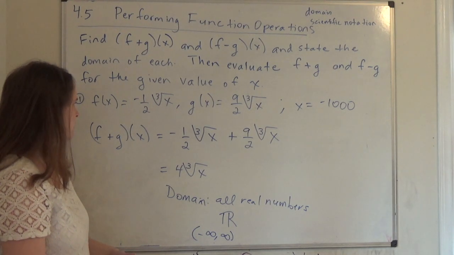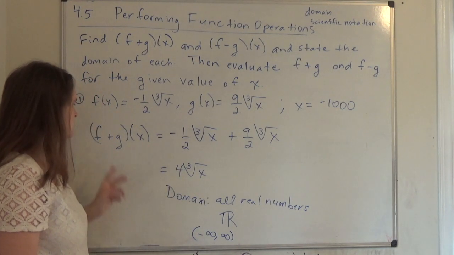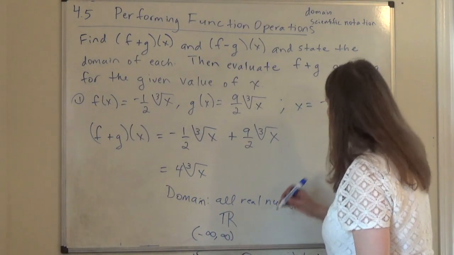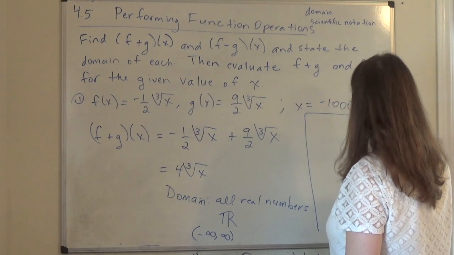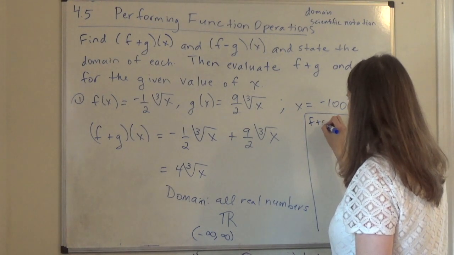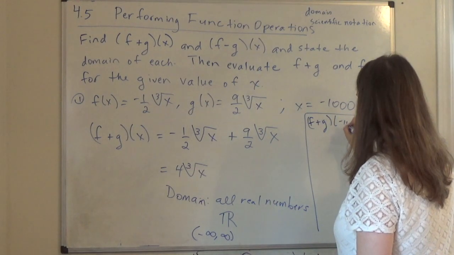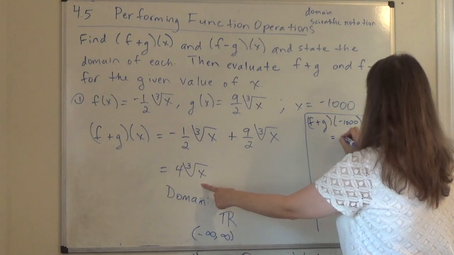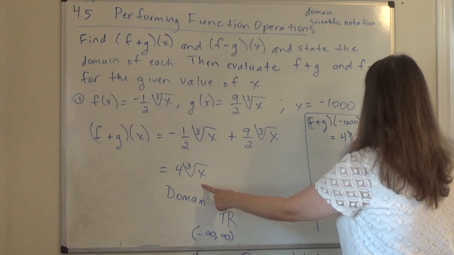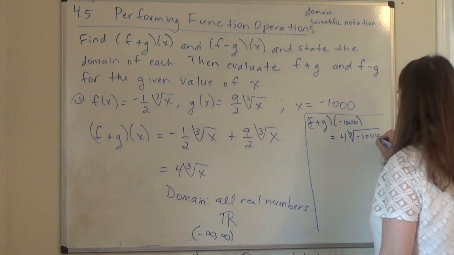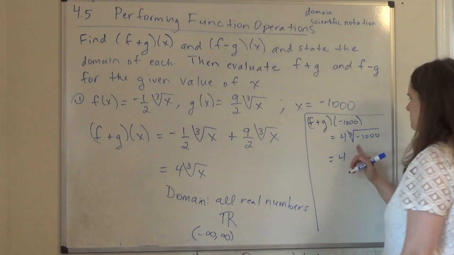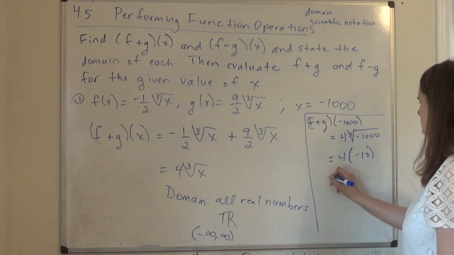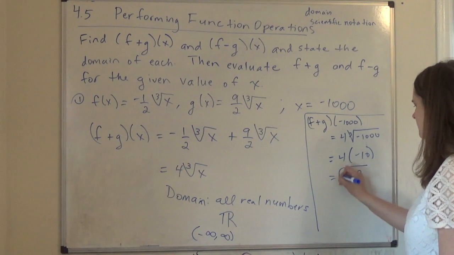And then let's evaluate it for negative 1,000. So f plus g of negative 1,000, and I don't know if I can squeeze it into my little space here, but f plus g of negative 1,000 means I'm going to substitute negative 1,000 for x. So 4 times the cube root of negative 1,000. The cube root of negative 1,000 is negative 10, so that gives me negative 40.